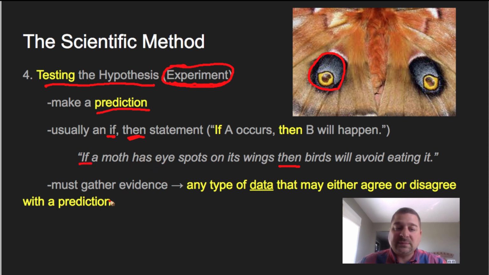Okay, so we run an experiment and we gather evidence. Maybe we go out in the woods and we observe moths with eye spots and without eye spots, and we collect data, okay, of how many moths were eaten that had eye spots and how many moths were eaten that didn't have eye spots. And if the birds saw the eye spots, approached moths with eye spots, and then maybe flew away. So we're going to keep track of data as we experiment.